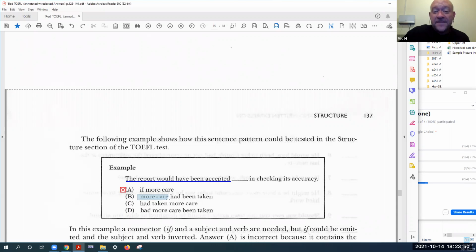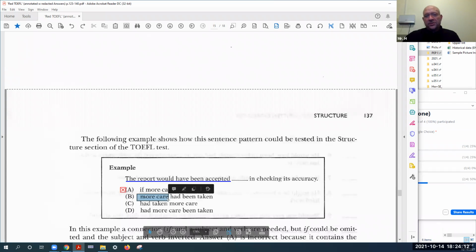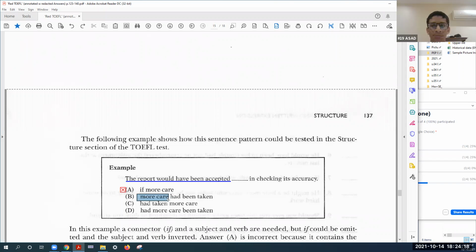Here it's a noun. You know the expression "take care"? What's the verb? Take. Care is a noun. So we have an adjective, then we have a noun. Then after, we have a verb.